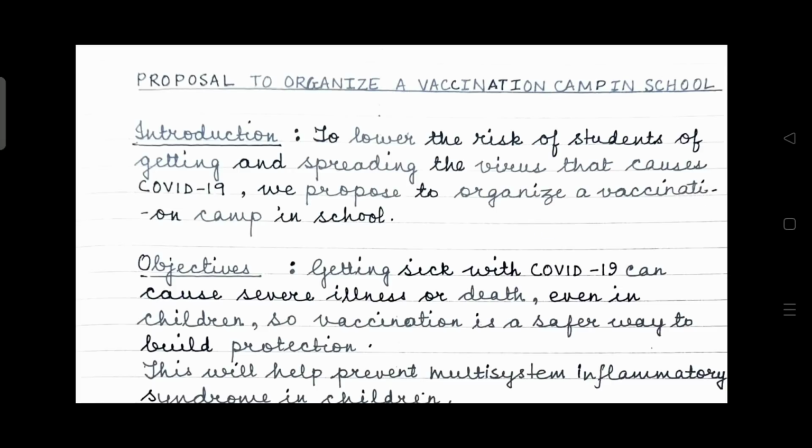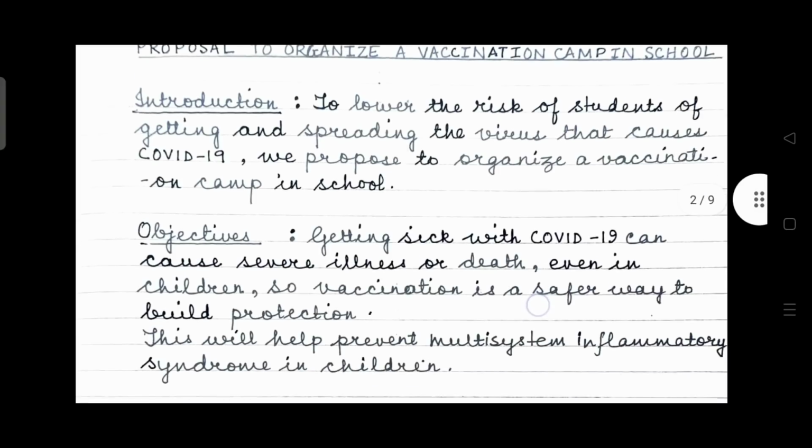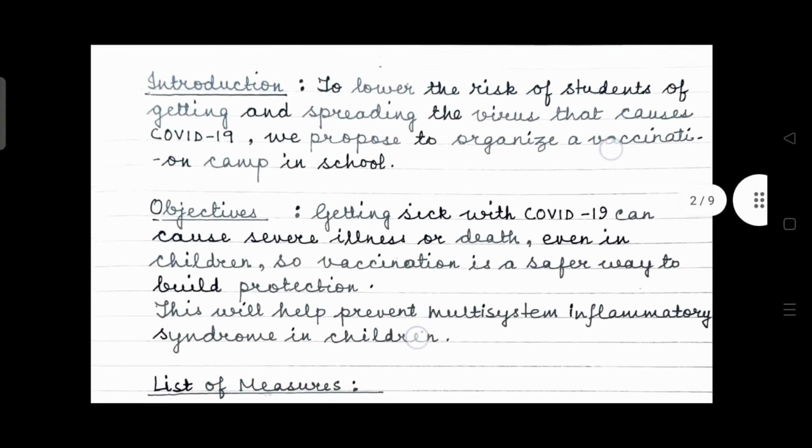One sentence. To lower the risk of students getting and spreading the virus that causes COVID-19, we propose to organize a vaccination camp in school. This is the introduction, a single sentence. Why do we propose to organize a vaccination camp in school? And then leave another line and write the objectives.